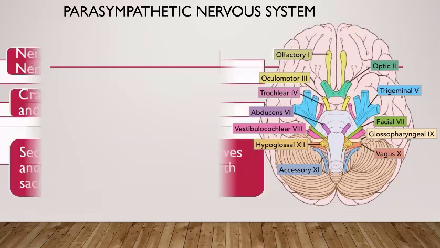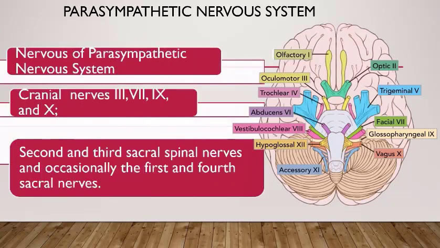The parasympathetic nervous system uses cranial nerve and sacral nerve fibers. The cranial nerves are the third, seventh, ninth, and tenth nerves. The sacral nerves are the second and fourth nerves. They originate from the sacral region, and the cranial nerves originate directly from the brain. The third nerve is the oculomotor nerve, the seventh is the facial nerve, the ninth is the glossopharyngeal nerve, and the tenth is the vagus nerve.